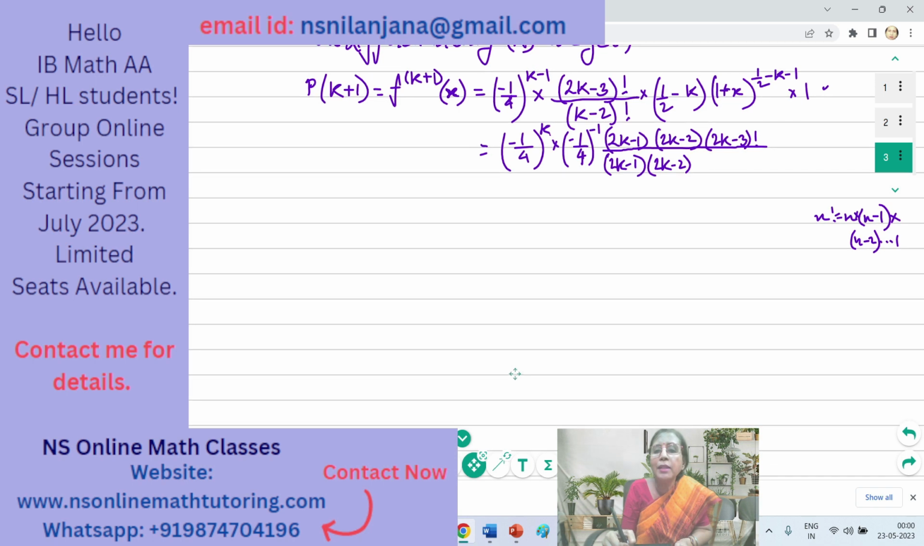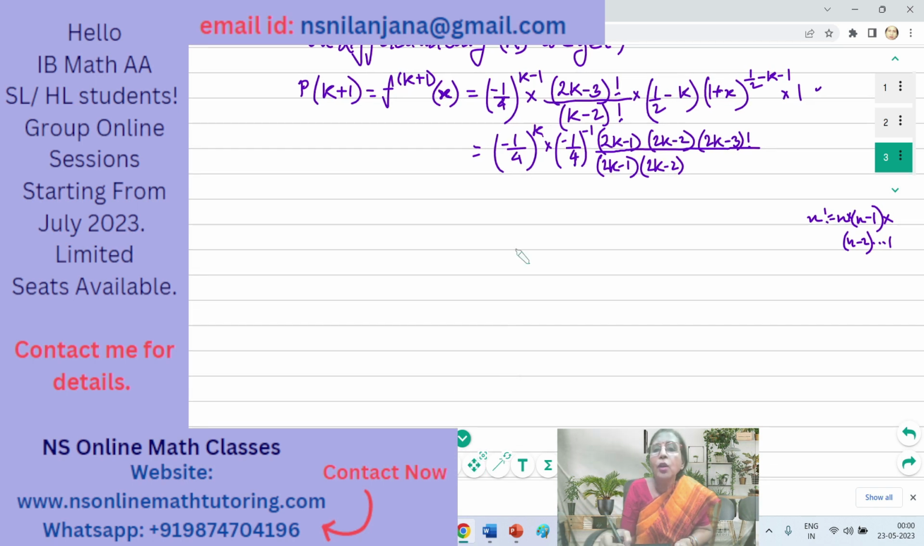Therefore, I have to multiply this k minus 2 factorial with k minus 1 so that it becomes k minus 1 factorial. Okay. So I will be multiplying k minus 1 in the denominator to get k minus 1 factorial. And since I am multiplying k minus 1 in the denominator, I have to multiply k minus 1 in the numerator as well. And this is half minus k. I can write this as, I can take the common denominator as 2, and it will be 1 minus 2k.